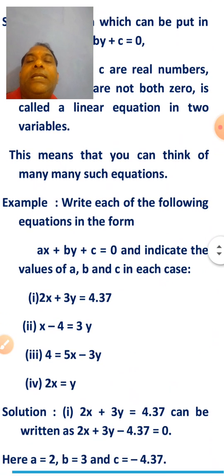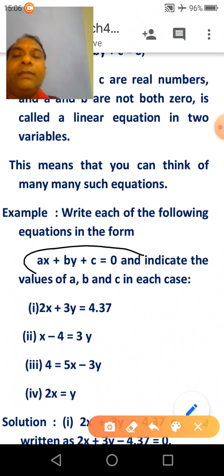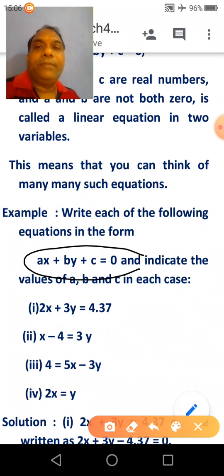Now see the example here. Write each of the following equations in the form of ax plus by plus c is equal to 0. You have to write the given equation in this form.